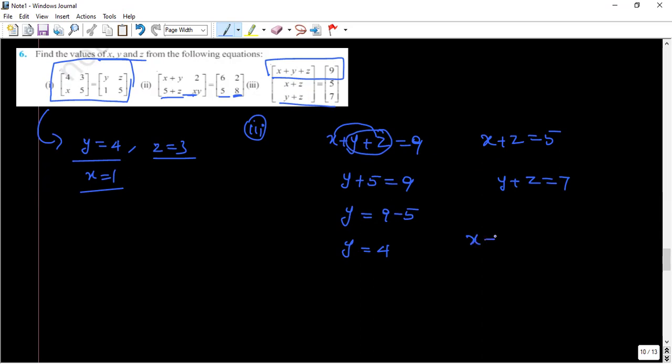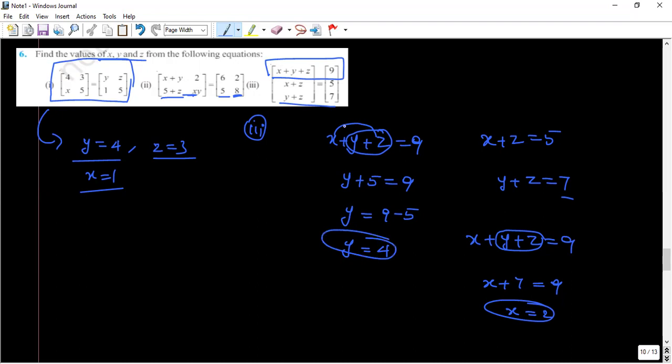So what I can write, x plus y plus z is 9, but y plus z alone we are getting 7. So x plus 7 is equal to 9, then the value of x is 2. We have the value of x and the value of y. Substitute them in the first equation, x plus y plus z is 9. The value of x is 2, the value of y is 4, and we can find the value of z very easily.